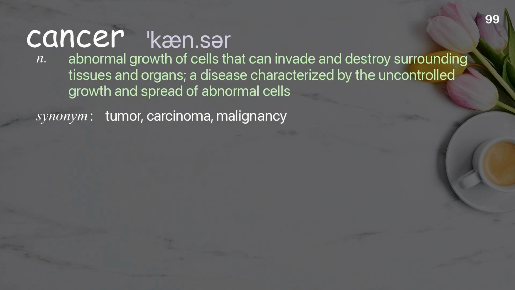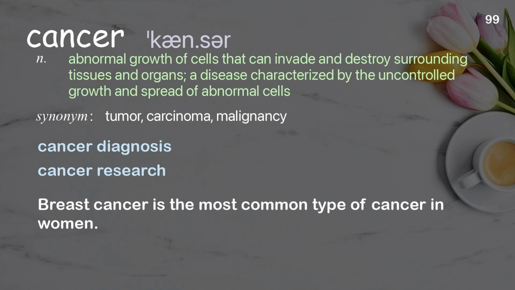Cancer. Abnormal growth of cells that can invade and destroy surrounding tissues and organs, a disease characterized by the uncontrolled growth and spread of abnormal cells. Examples: cancer diagnosis, cancer research. Breast cancer is the most common type of cancer in women.